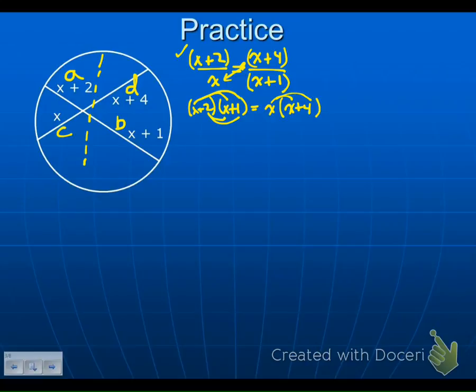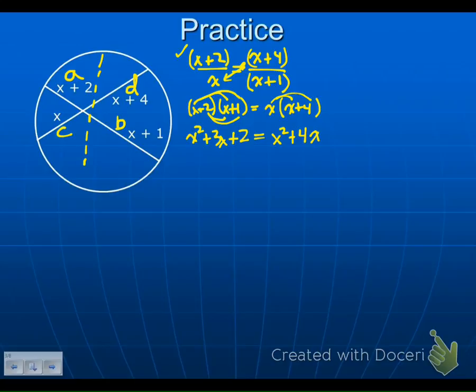I'm just going to, for the sake of time, simplify as I go. So this is x squared. You're going to get 1x on the outside, and on the inside you're going to get 2x. So add that up. That's a 3x plus 2 equals x squared plus 4x.